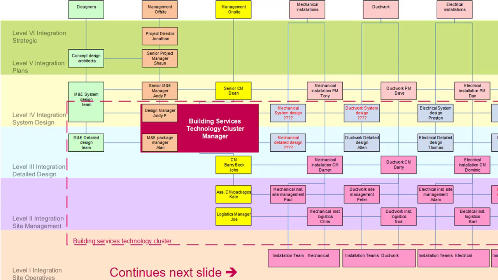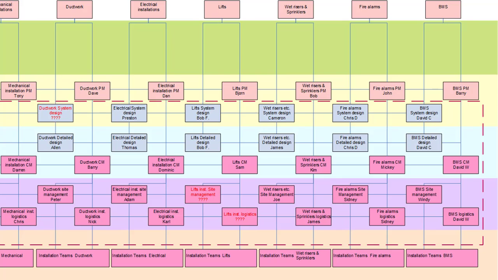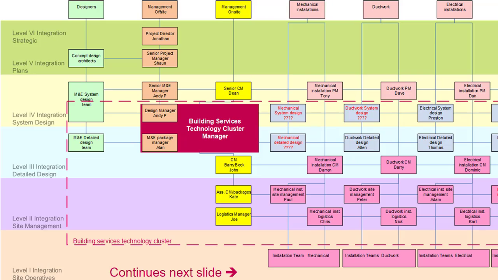The example shown on this slide and continues to the next is the result of plotting the building services organization charts provided by the STCs into the technology cluster template. These are mechanical installation, ductwork, electrical installation, lifts, wet risers and sprinklers, fire alarms, and BMS. This exercise revealed the problem of the organization charts provided by the STCs. The boxes where the font is in red is where there is a missing role. Example, there is a gap at system and detailed design of the mechanical installations.